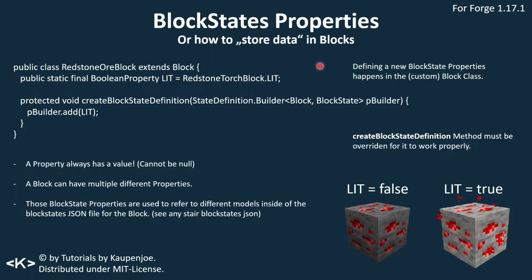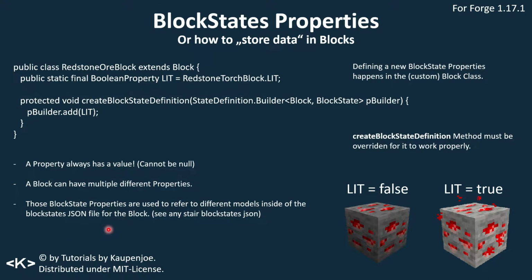So defining a block state property happens in the block class, right? So we have to have a block class where we define this as a field. And then we have to also override the createBlockStateDefinition method here, and then add every property that we add to the builder. So that's very important. And there's some other stuff. For example, a property always has a value. It can never be null. A block can have multiple different properties. Of course, that's no issue whatsoever.